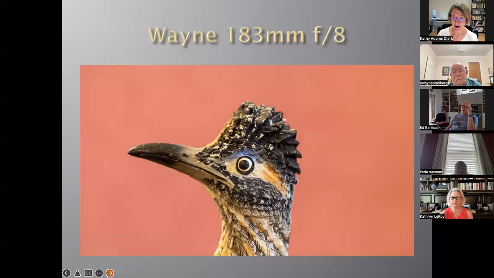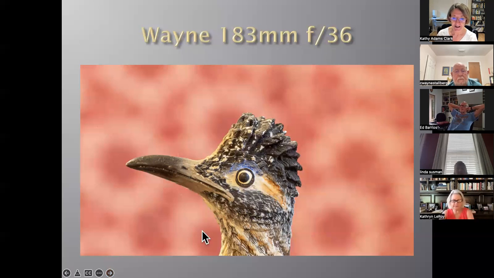And then here you are at F8. Now notice that at F8, the whole little guy's in focus. So we've got sharpness all the way around, and your background is still pretty indistinct. So that looks good. And then your 36, now the background's competing. So I think that's a good illustration of what that lens does.